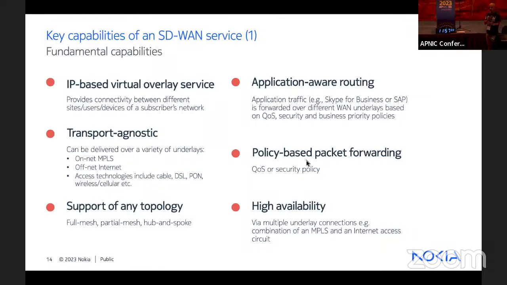So for your voice traffic, you might want to send it over your MPLS network. For your browsing traffic, maybe over your internet link. So it can do that because it has an awareness of the application. So it's a very important part of the SD-WAN solution. It can do policy-based packet forwarding. So it's not just destination-based routing, like we said. It can be done on policy. So policy could be application awareness. It could be something else as well. It could be an accounting policy. It could be a security policy. It supports a high availability construct by allowing the enterprise to use multiple different types of underlays all simultaneously.